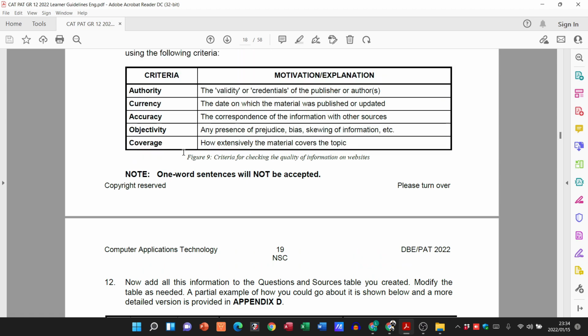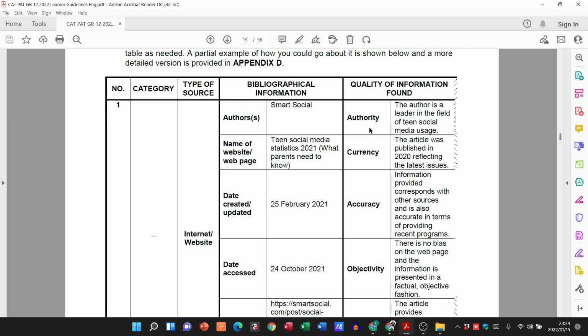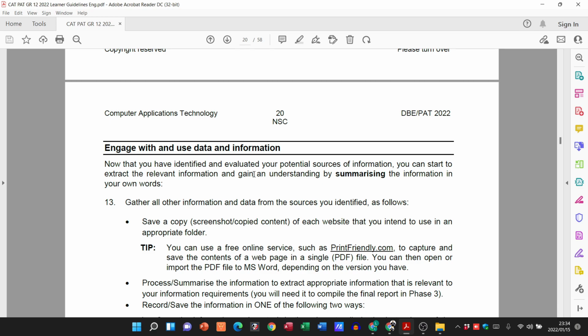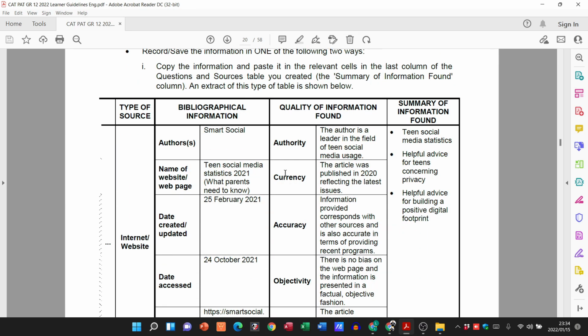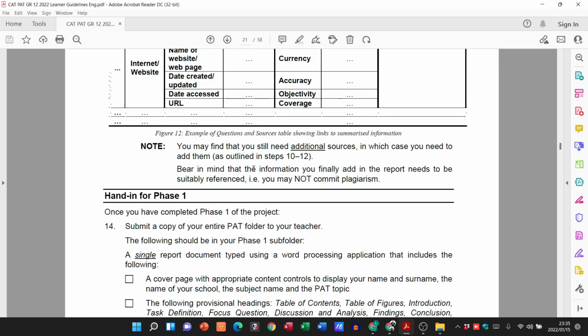And then please don't forget to put the summary in. I always ask you about that. Here is an example as well. So guys, everything that you need is there. You can see what it should look like: your biographical information, your evaluation of that source, and then a summary as well. The summary is just where you indicate what you actually found on that website.